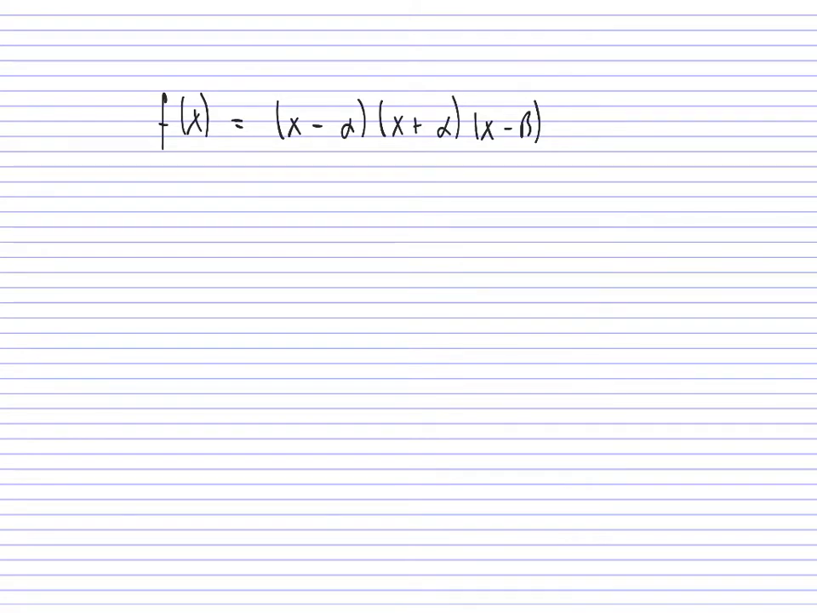So, x minus alpha times x plus alpha, if you simplify, is x squared minus alpha squared. And you multiply that with x minus beta, you get x cubed minus beta x squared minus alpha squared x plus alpha squared beta. So that is the expression for the cubic under my assumption that the midpoint was at x equals 0.